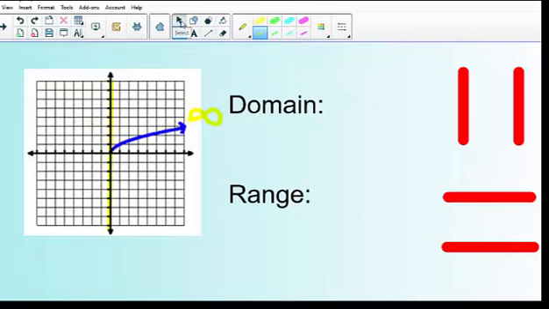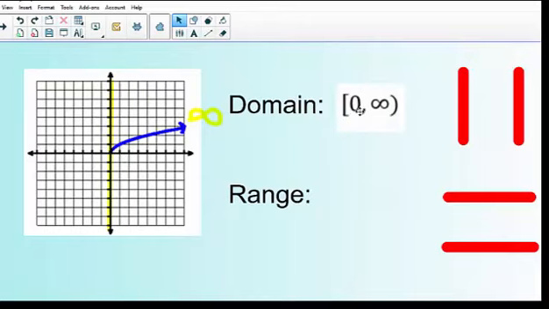So when we write our answer, we're going to start with the one on the left, so it starts at 0, and it's going to go all the way to infinity. I don't see an open circle here, so I know I'm going to need a bracket, so my answer is going to look like this.